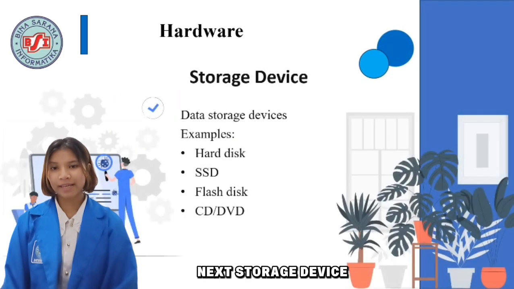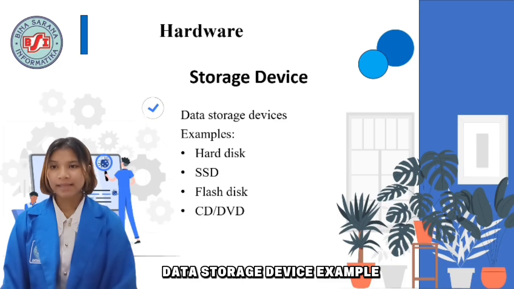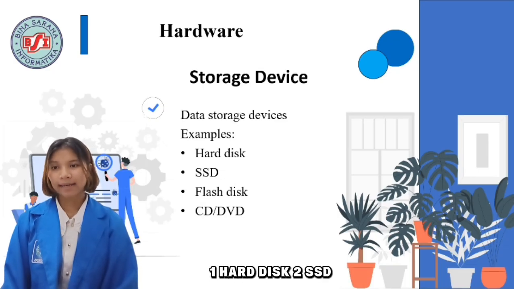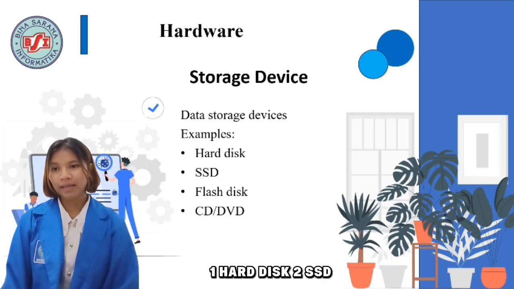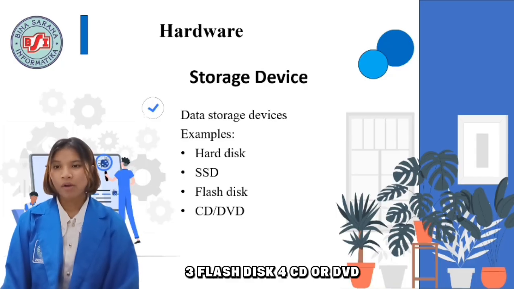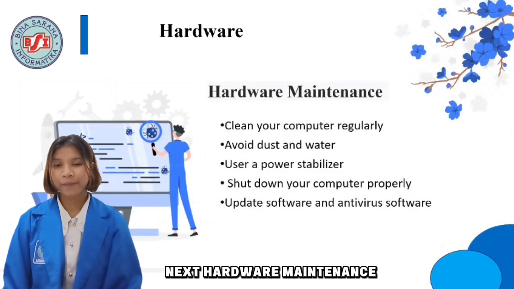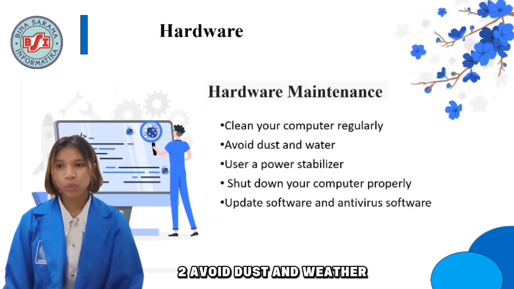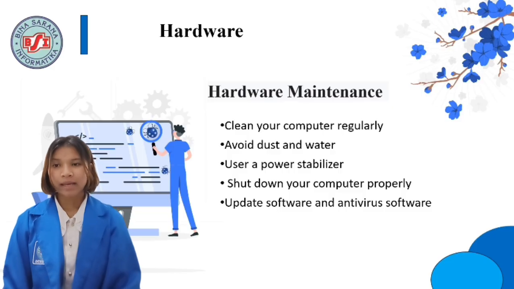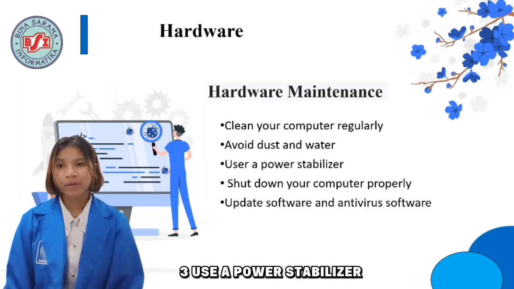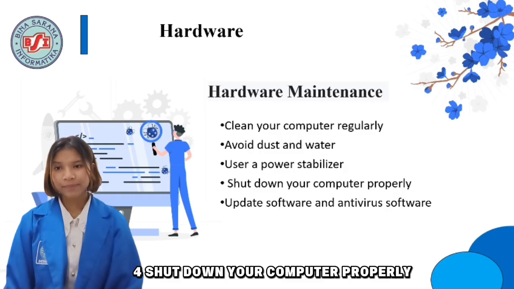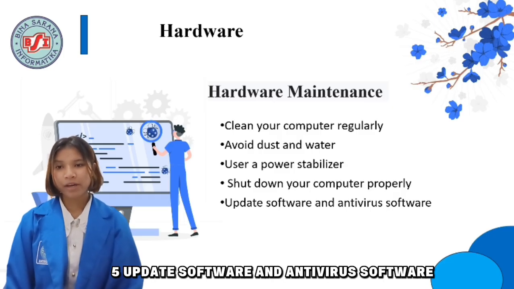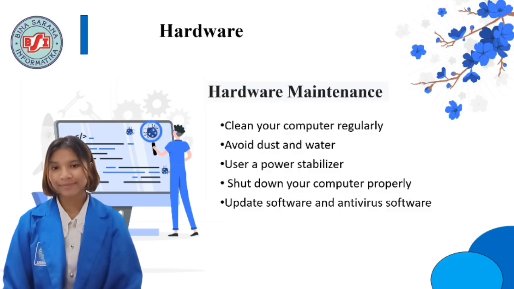Next, storage device. Data storage devices. Examples: 1. Hard disk, 2. SSD, 3. Flash disk, 4. CD or DVD. Next, hardware maintenance. 1. Clean your computer regularly. 2. Avoid dust and wet weather. 3. Use a power stabilizer. 4. Shut down your computer properly. 5. Update software and antivirus software.